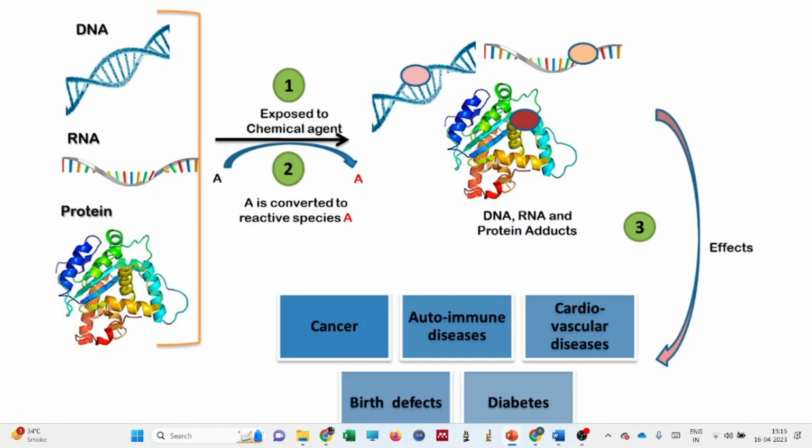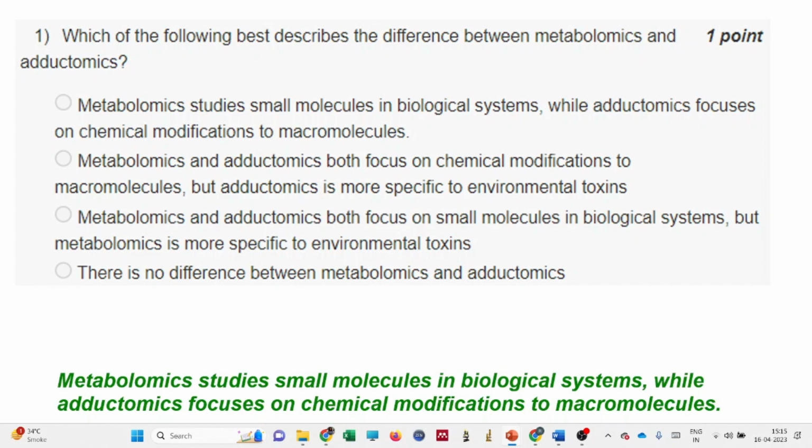So before moving on, we'll learn a little bit about what these terms mean. So metabolomics basically is the scientific study of small molecules, which are known as metabolites, that are present in cells, tissues and biological fluids. So it involves a comprehensive analysis of the metabolome, which is a complete set of metabolites present in a given biological sample at a particular time.